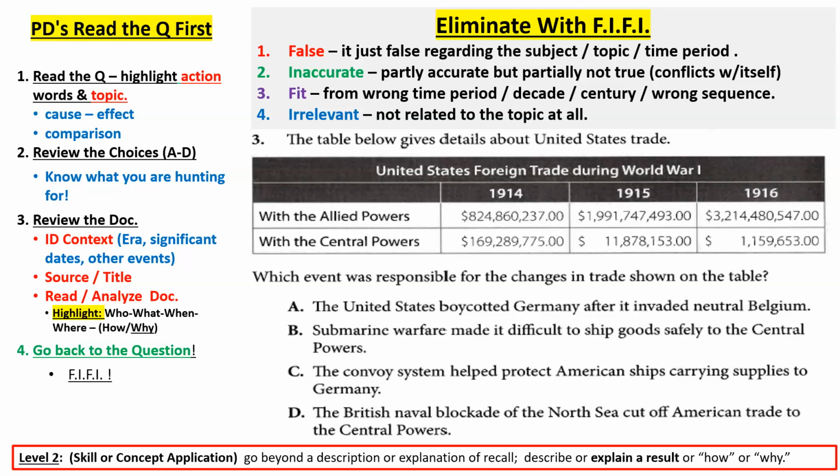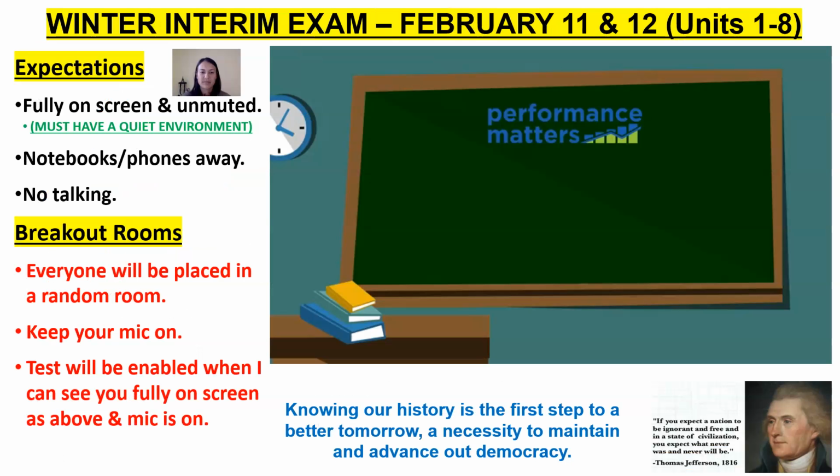And then you're going to go back to the question and reread the question and the choices, and then start eliminating with FIFI and looking at the document that's there. Sometimes it's a document that has a right-there answer. The answer is right there in the document. Sometimes you have to infer and think more critically about it, and the answer isn't right there in the document. That's going to be a level 3 kind of question. If it's a visual, remember our OPTIC strategy.